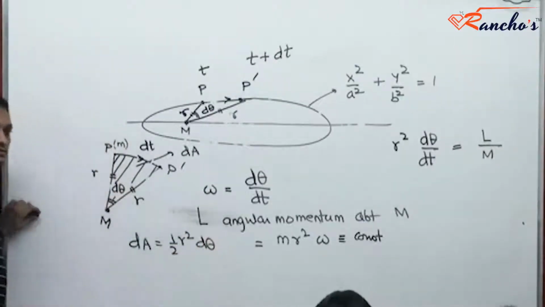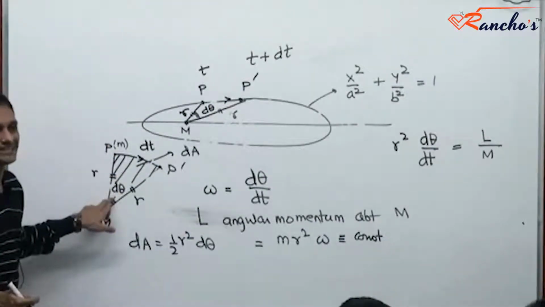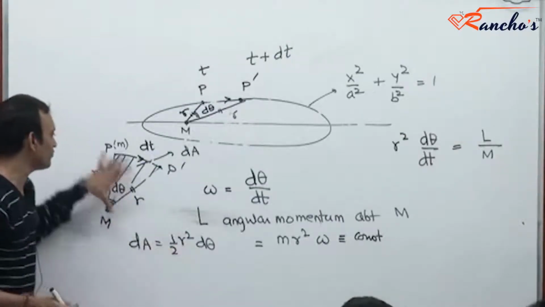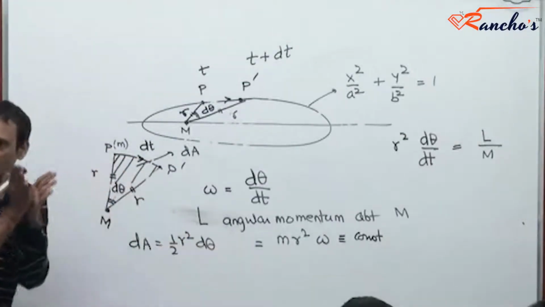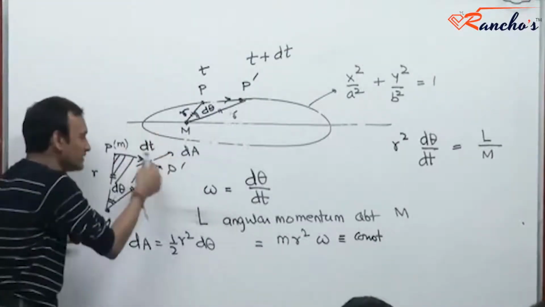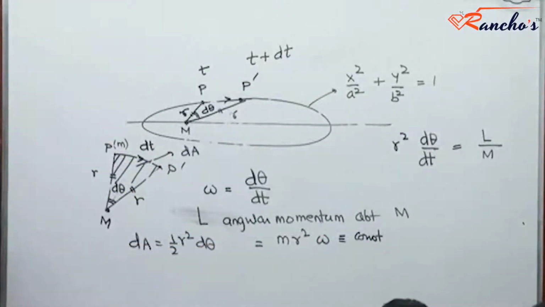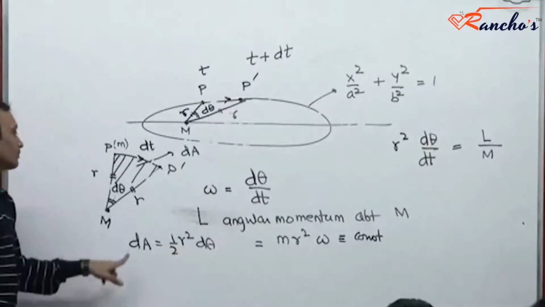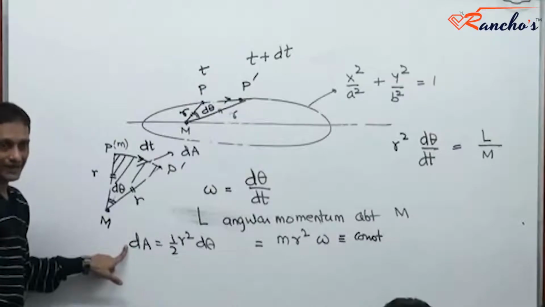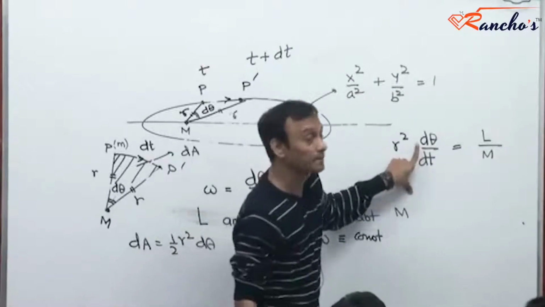Do you know this? Half r squared d theta. Half r squared into the angle at the center, that's the area, if d theta is in radians. The length of the arc would be r d theta. So this area is going to be half r squared d theta, right? That means r squared d theta is 2 times dA. So this r squared d theta could be written as 2 times dA, right?